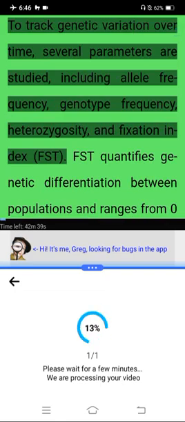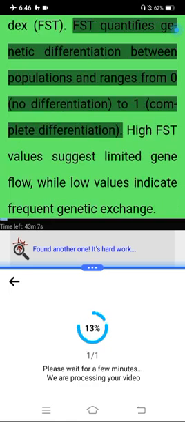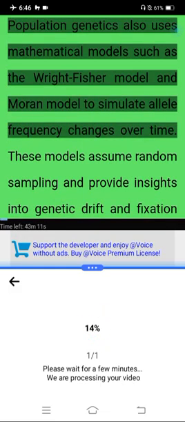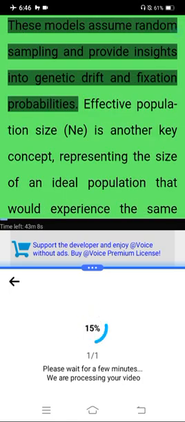To track genetic variation over time, several parameters are studied, including allele frequency, genotype frequency, heterozygosity, and the fixation index FST. FST quantifies genetic differentiation between populations and ranges from 0, no differentiation, to 1, complete differentiation. High FST values suggest limited gene flow, while low values indicate frequent genetic exchange. Population genetics also uses mathematical models such as the Wright-Fisher model and the Moran model to simulate allele frequency changes over time. These models assume random sampling and provide insights into genetic drift and fixation probabilities.